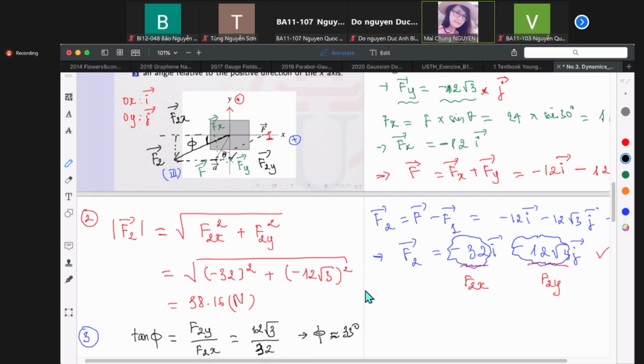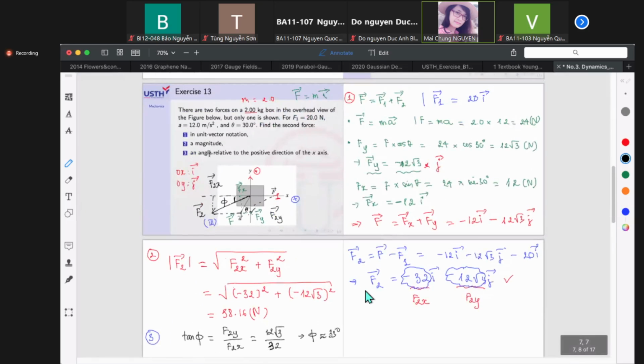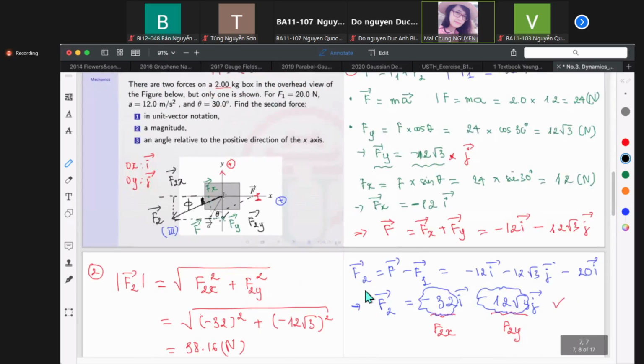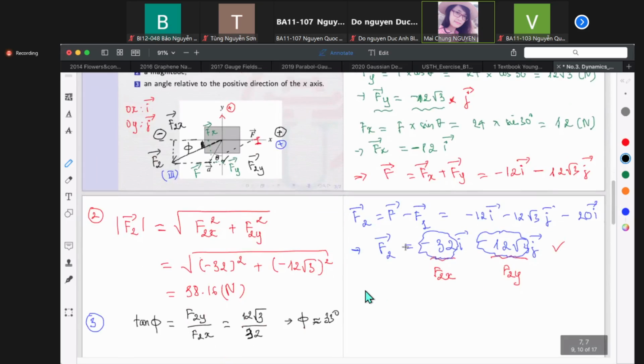So now let's see the question here. The question requires us to show the angle relative to the positive direction. Here phi is the angle between F2 and the negative axis. But the question requires the angle relative to the positive axis. So what's the final answer? Is the 33 correct or not?